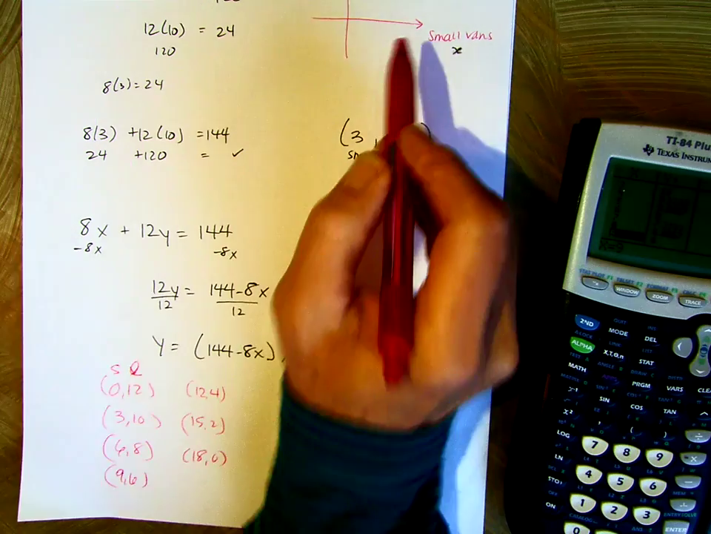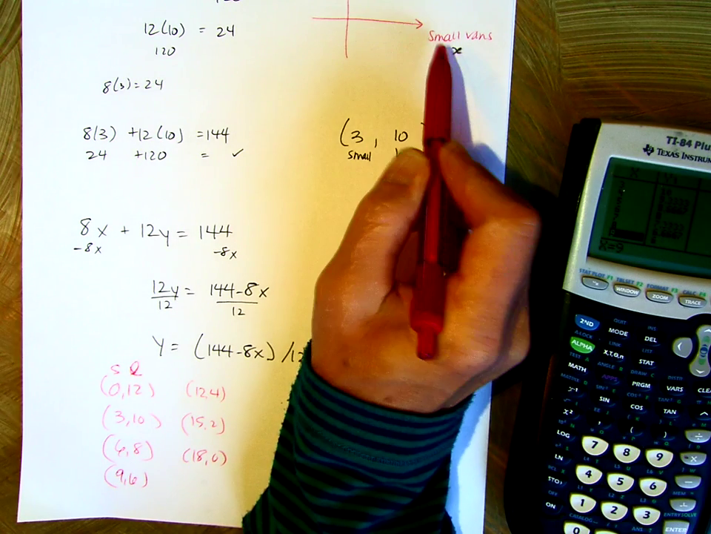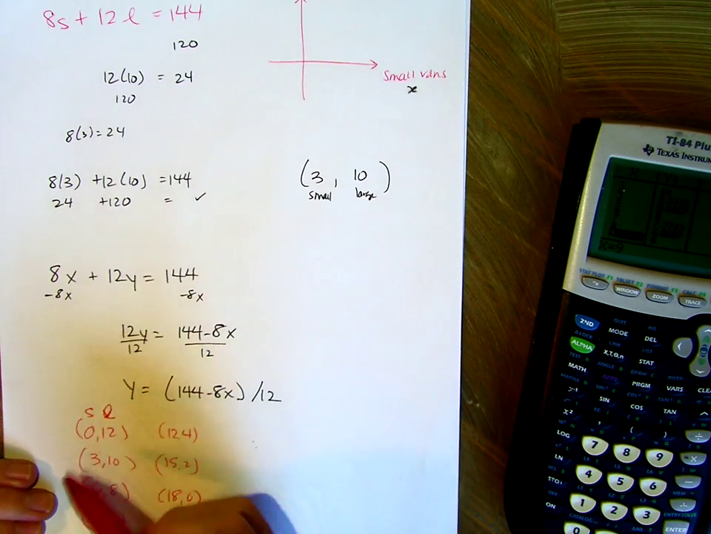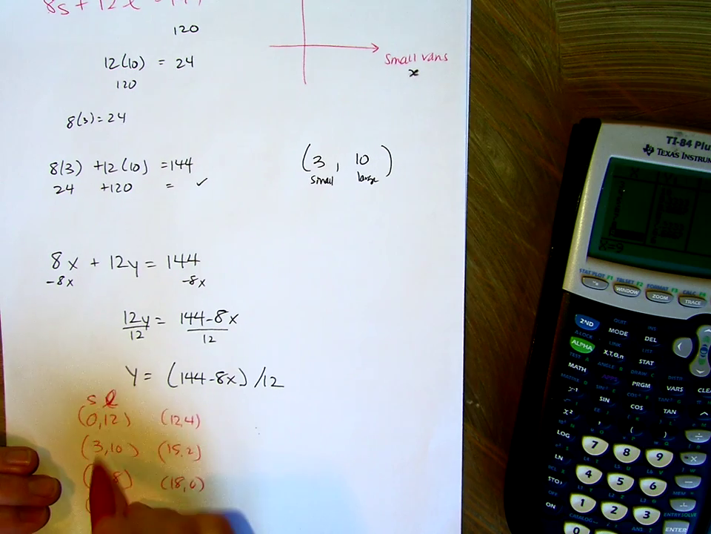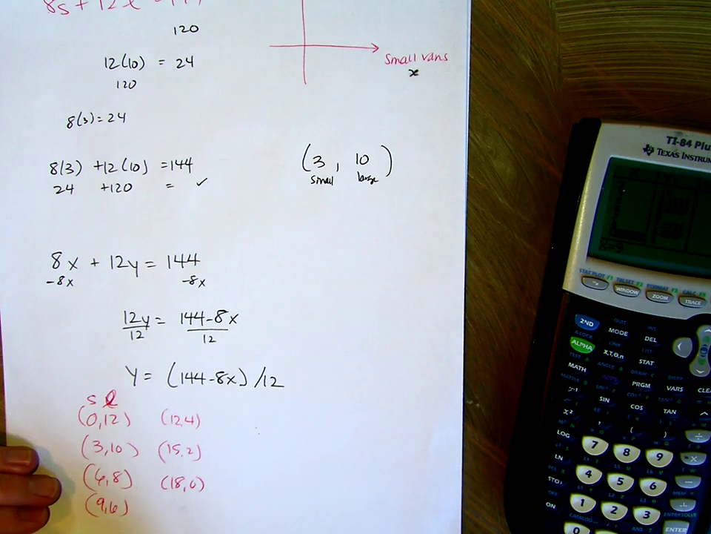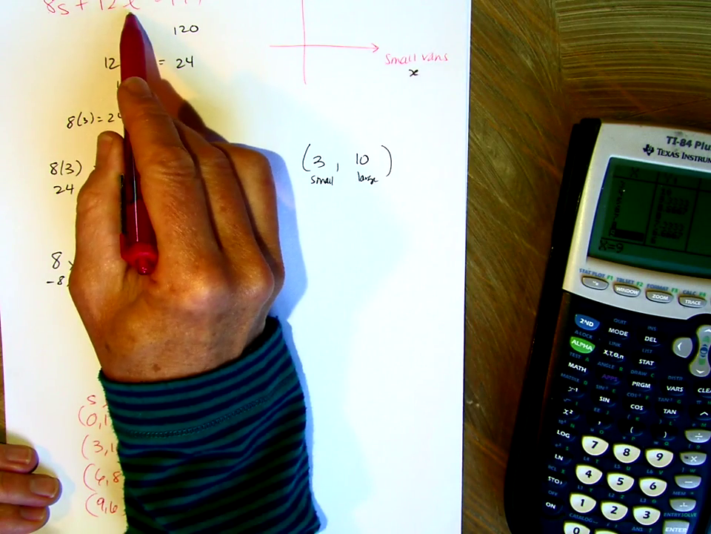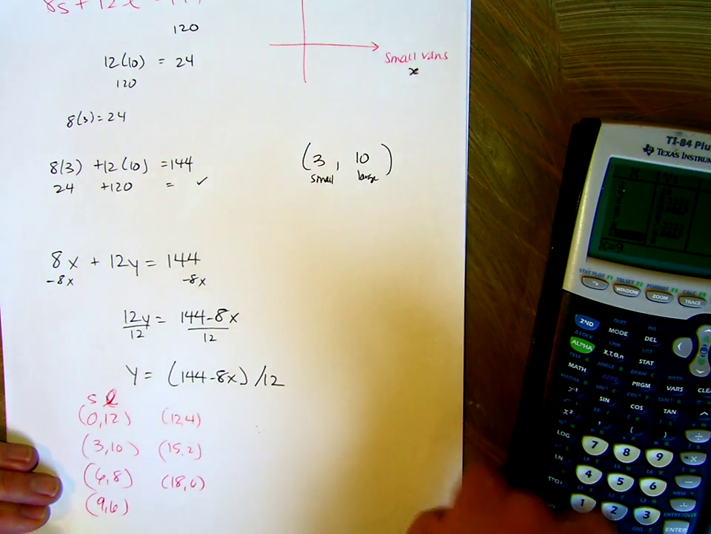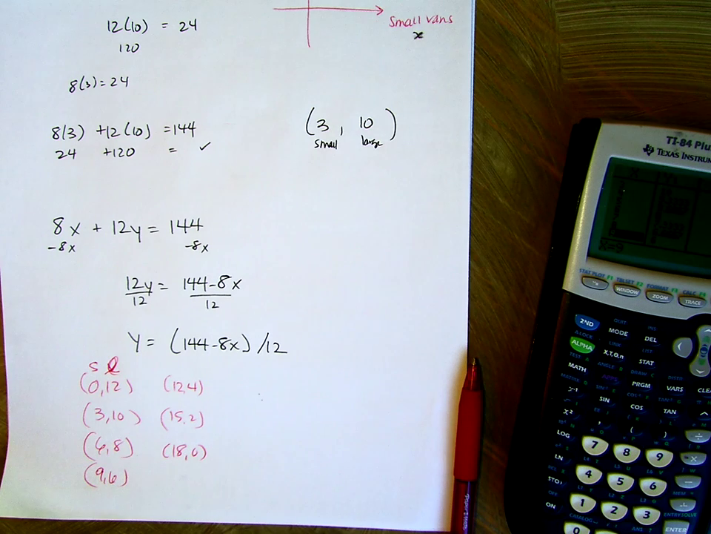The key is to really make sure you identify what's your X and what's your Y, so that when you write your answers, you know what you're getting. So these are all the small vans, these are all the large vans. You could have called the large vans X and the small vans Y. Just in the end, you'd have to know that. Okay, that's how I would do that problem. If you don't have a graphing calculator, maybe you should get one.